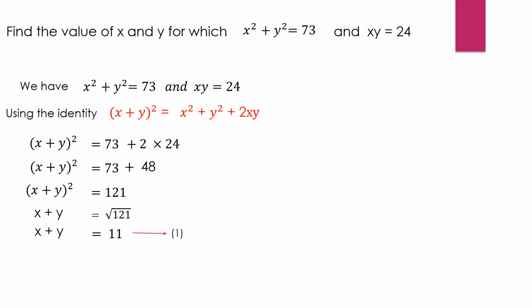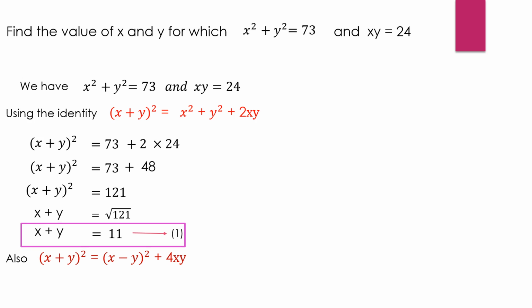And we need to find, correct, x minus y. So how will you do that? Yes, we have the next identity, that is x plus y the whole square equal to x minus y the whole square plus 4xy. Here we have x plus y and xy. So we can easily find x minus y. Okay, x plus y is 11. So x plus y the whole square will be 11 square, which is equal to, we don't know, x minus y the whole square plus 4xy, which becomes, correct, 4 into 24. So what do we get?